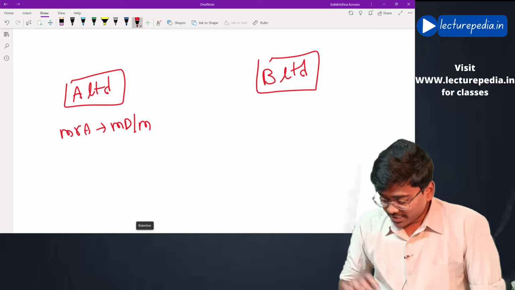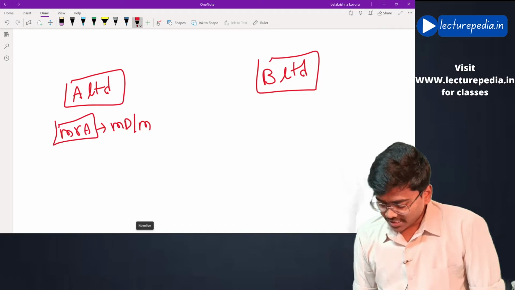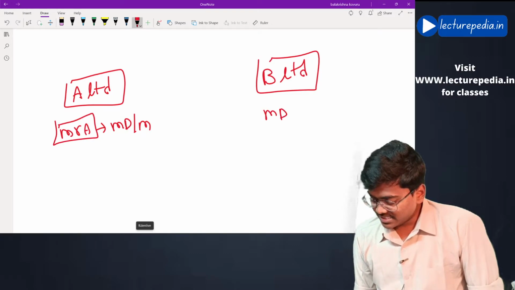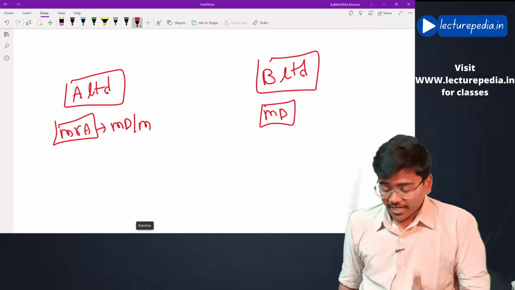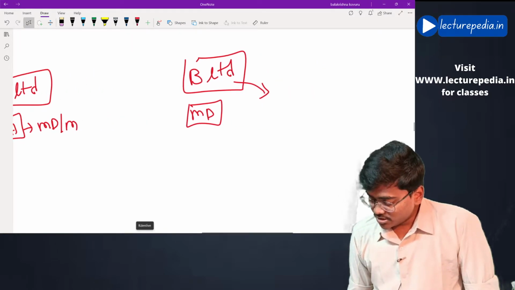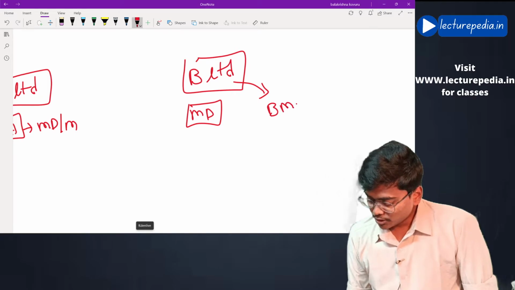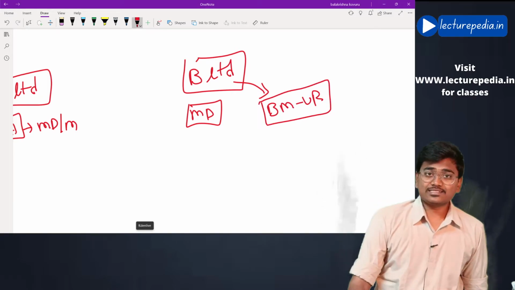In the B Limited also they want to appoint this Mr. A as managing director. For appointing so, in the B Limited's board meeting unanimous resolution is required. Hope that is clear. This is the second exception.